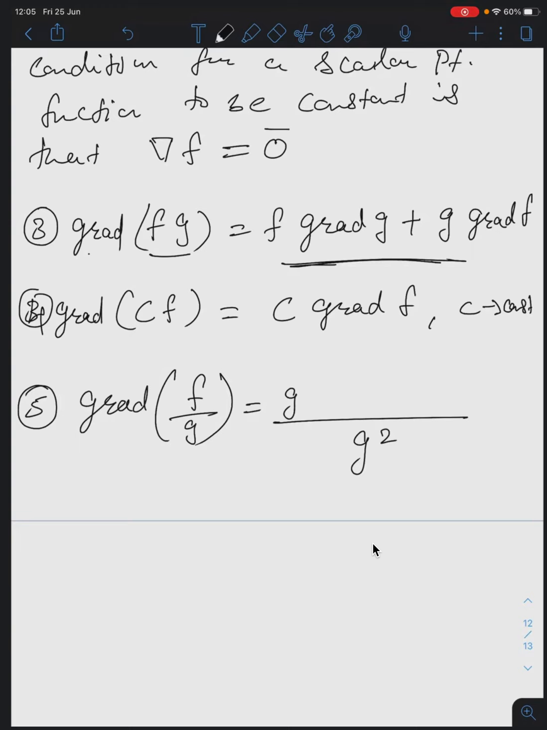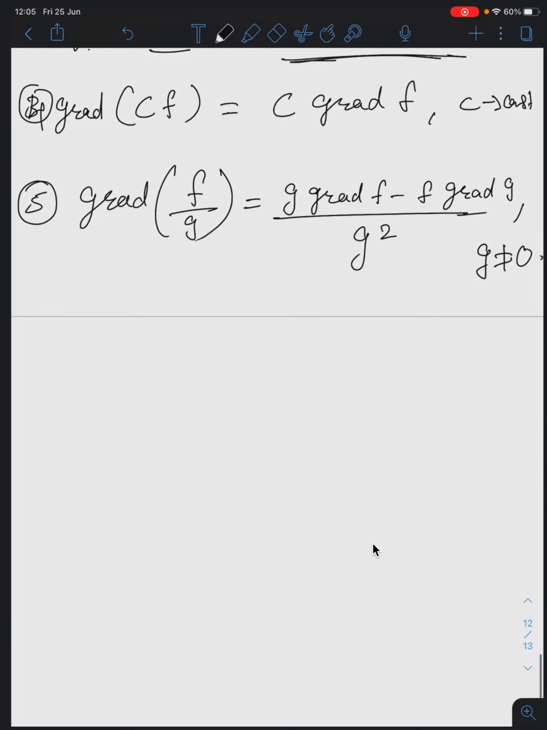So instead of the ordinary differentiation, you have this operator del, gradient. This will be g as it is in the numerator, you will get gradient of f, minus f as it is, gradient of g. The condition is g should not be equal to 0. Understood, all of you? Because gradient possesses all the properties of the differentiation operator, that's why you are able to do it.